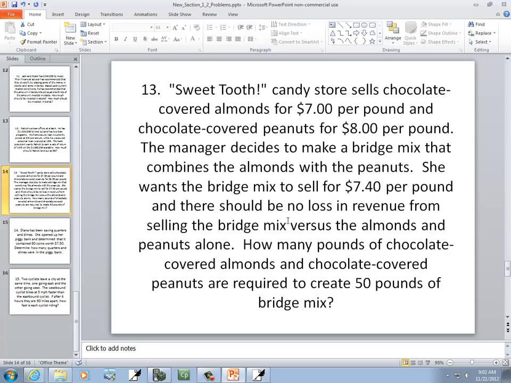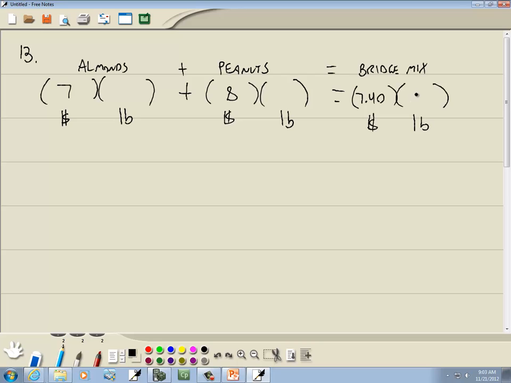There should be no loss on revenue from selling a bridge mix versus the almonds and peanuts alone. How many pounds? Now, what they're saying there is that mixing it together doesn't make a difference. How many pounds of chocolate-covered almonds and chocolate-covered peanuts are required to create 50 pounds of bridge mix? So they're telling us there's 50 pounds of bridge mix. We don't know how many almonds there are. Let's say this is X.